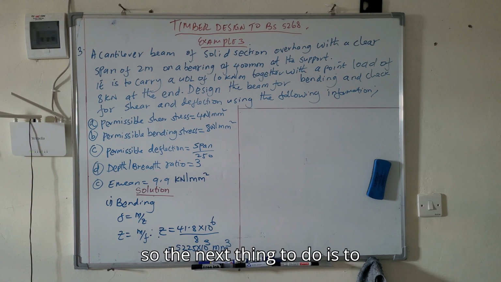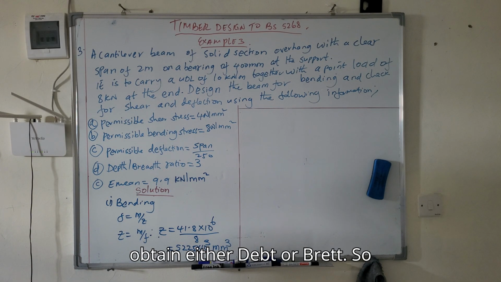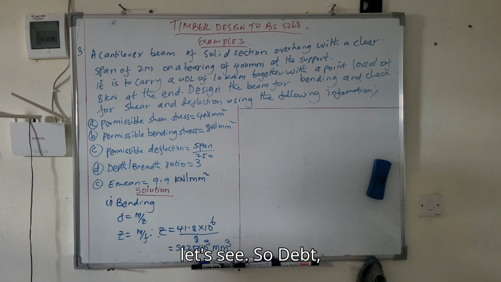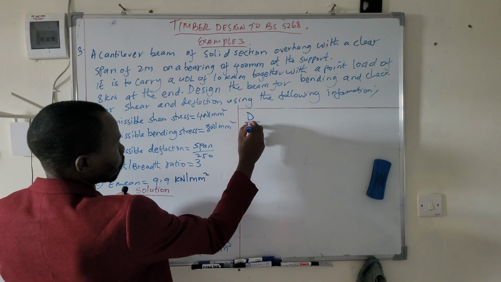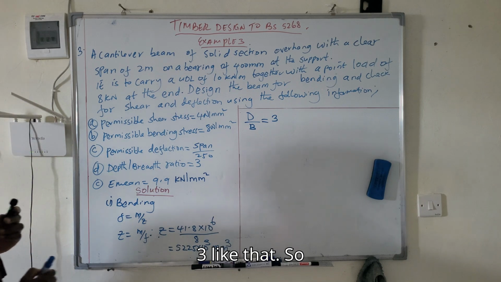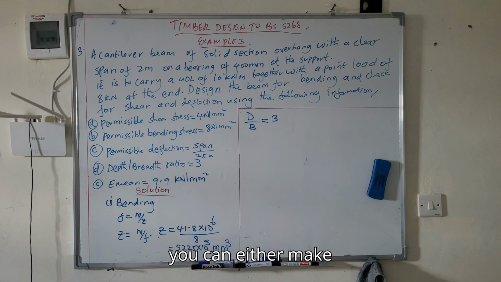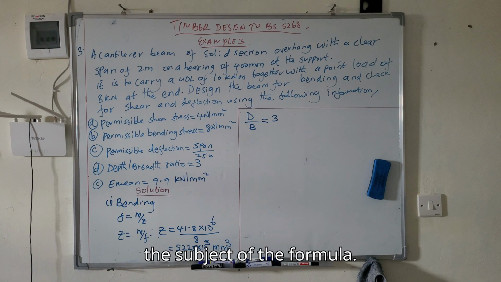So the next thing to do is to consider the depth to breadth ratio, so that you can obtain either depth or breadth. We have been told the depth to breadth ratio is equal to 3. So you can either make D the subject of the formula or B the subject of the formula.